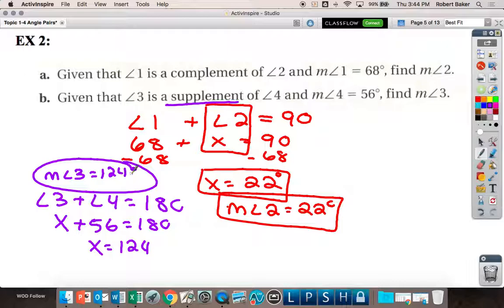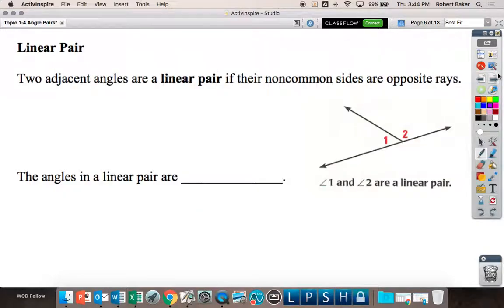Item number 4. Okay, this has been the most often confused one all day. I say that because I drive what I say based on your reaction. So if I'm not saying it right or you don't understand it, you have to stop me so I can fix it. Here is my definition for a linear pair.